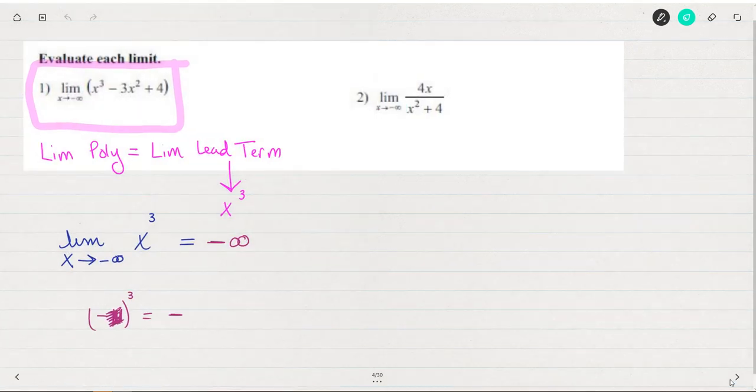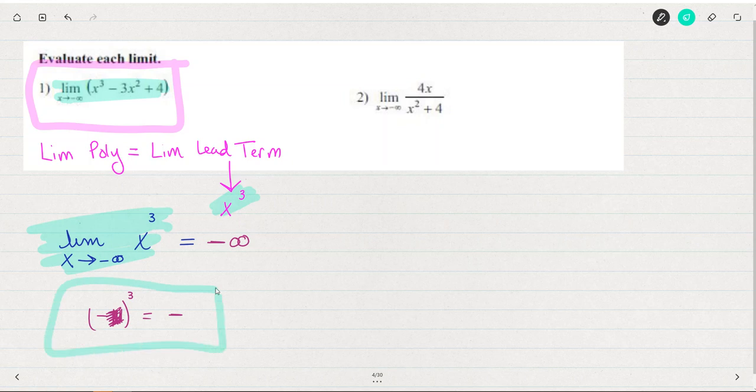The limit of the polynomial is equal to the limit of the lead term, which is x cubed. So we could simplify this limit to be the limit as x approaches negative infinity of x cubed. As we look at that, if we replaced the x with a negative number, a negative anything, it's going to turn out negative, right? And that's why it's a negative infinity.